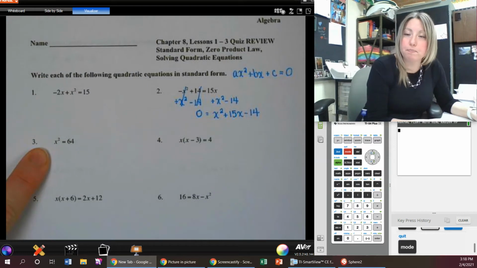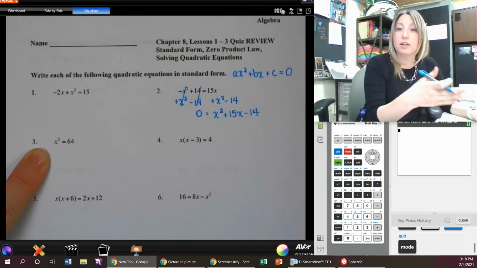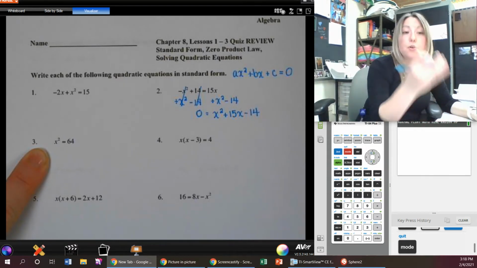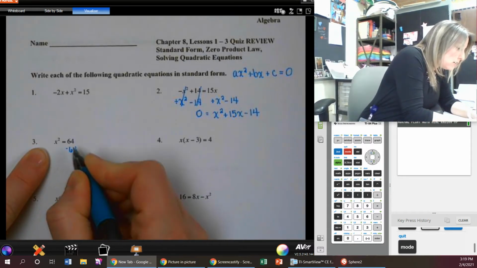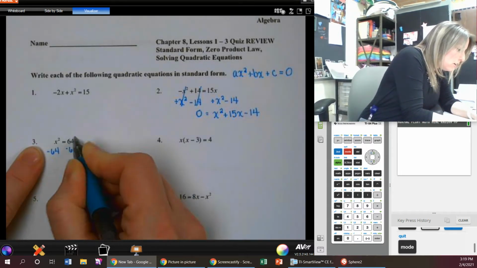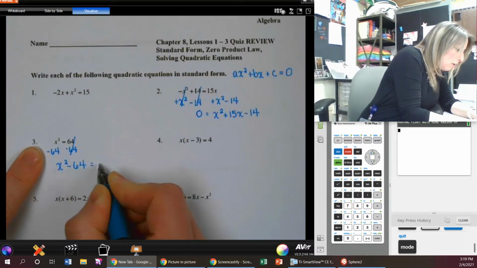Let's do number 3. You have a positive x squared on one side of the equal sign. You have a 64 on the other side of the equal sign. Keep the x squared positive. Move the 64 to be with the x squared. So subtract that 64 from both sides of the equal sign. You got x squared minus 64 equals 0. There's your standard form.